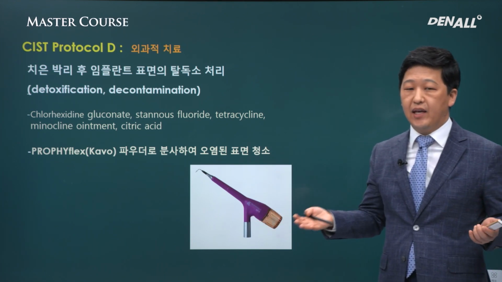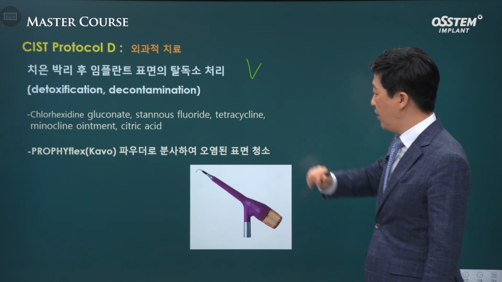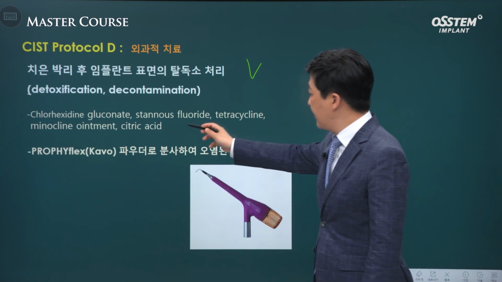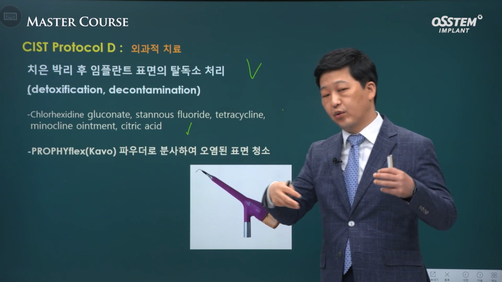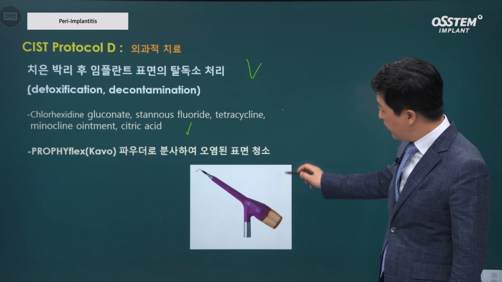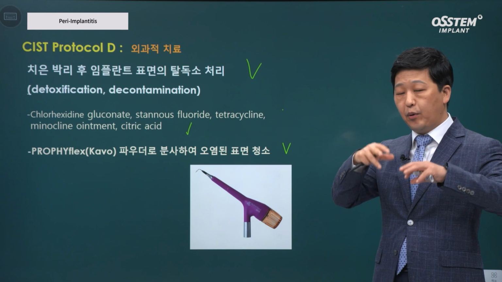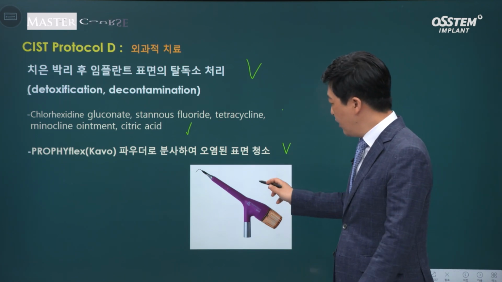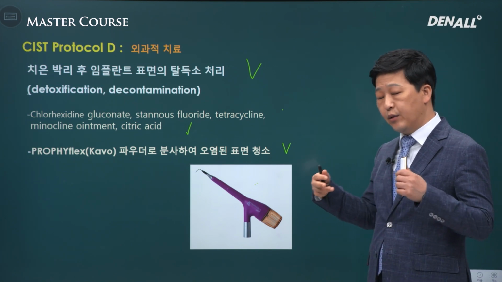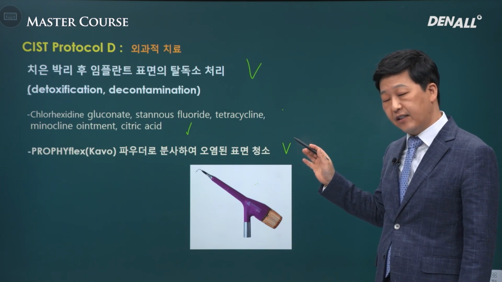It involves a surgical approach after ablation. The implant surface is decontaminated or detoxified. The flap is reflected and the implant surface is exposed. Chlorhexidine, citric acid, tetracycline, and minocycline ointment are used to sterilize the implant surface. Profiflex can be used. Powder can be applied to clean the contaminated surface, but you need to be careful with this. If air goes into the surrounding tissue, side effects can be caused. Therefore, precautions need to be taken.